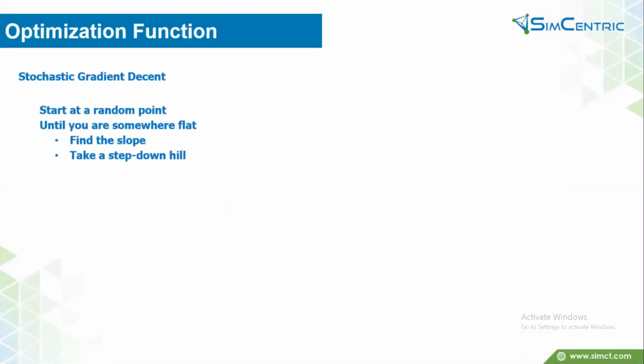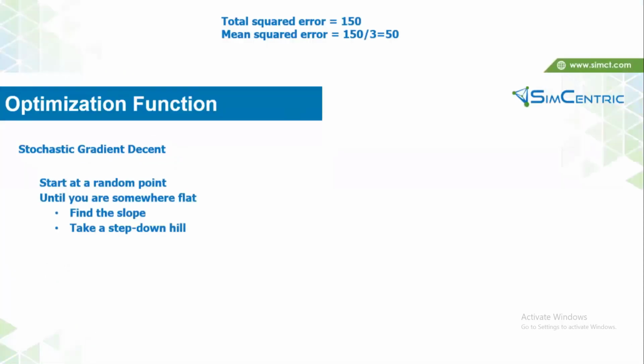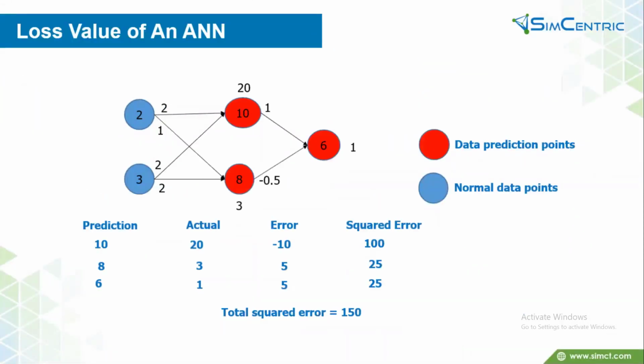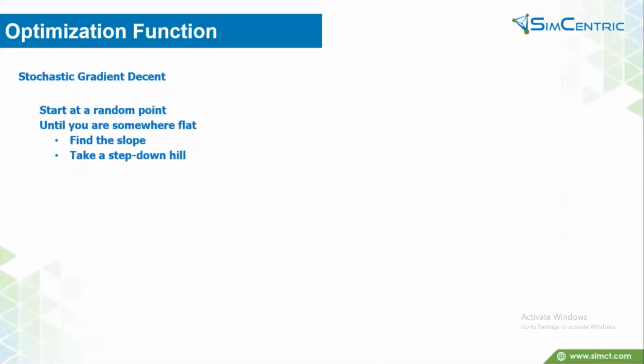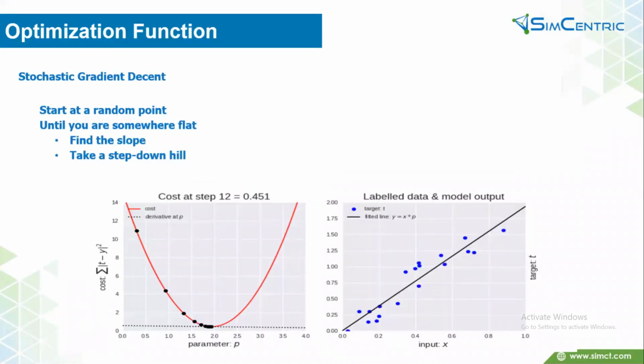So the second thing that we need to specify when we compile a model is the optimization function. In the previous slides, we introduced an optimization function, which is stochastic gradient descent, right? In this algorithm, you can look at this graph. You can see how the loss value gets deviated along with the parameter values, right?